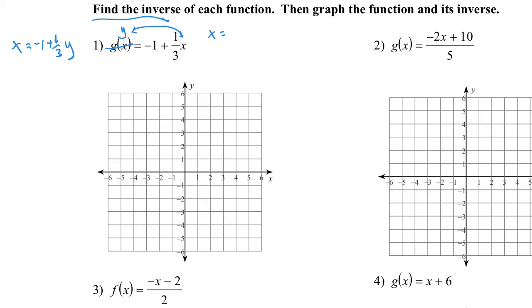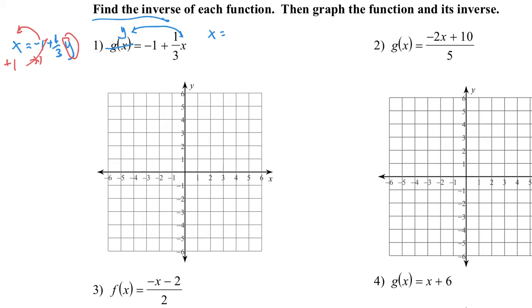So you switch the x and the y because that's what inverses do. They switch the x's with the y's. And then once you've switched it, now you solve for the new y. All right, so getting y by itself is your goal. Right, so this y needs to be by itself. So we need to move this negative 1 out of there. So we're going to add 1 to both sides.